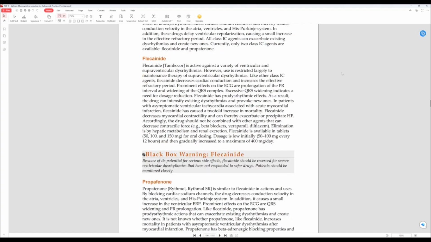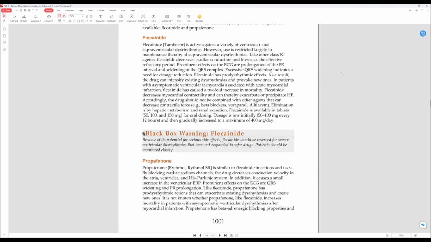Flecainide, also known as Tambocor, is active against a variety of ventricular and supraventricular dysrhythmias. However, use is restricted largely to the maintenance therapy of supraventricular dysrhythmias. Like other class 1C agents, flecainide decreases cardiac conduction and increases the effective refractory period. Prominent effects on the EKG are the prolongation of the PR interval and the widening of the QRS complex. Excessive QRS widening indicates a need for dosage reduction.